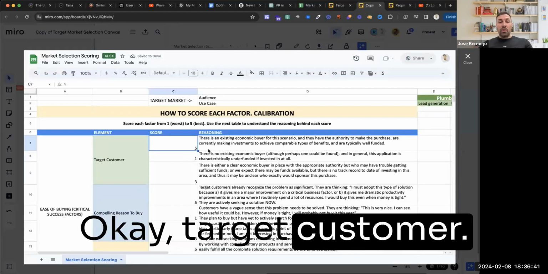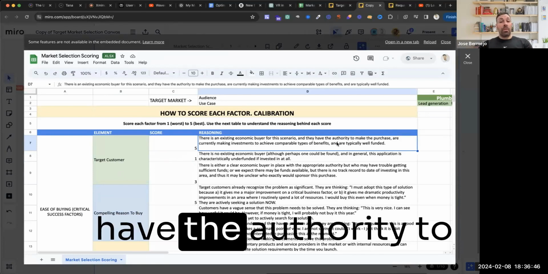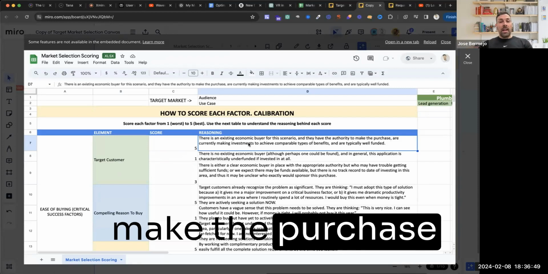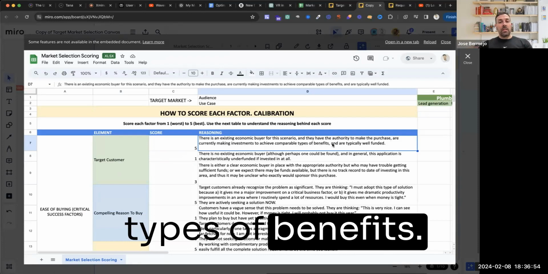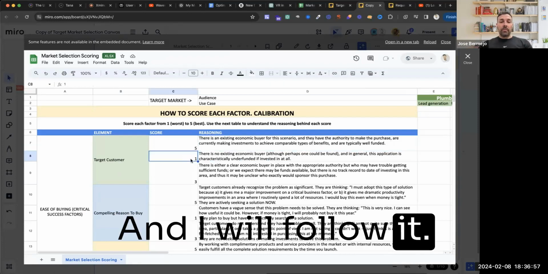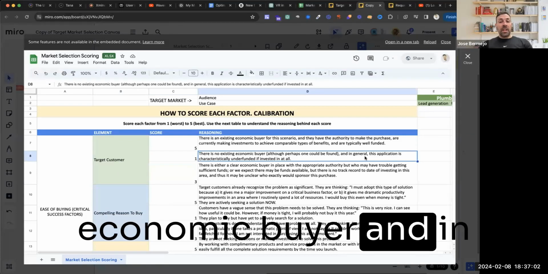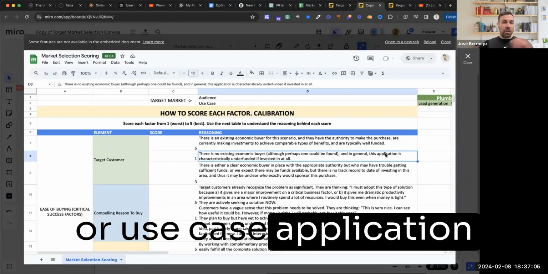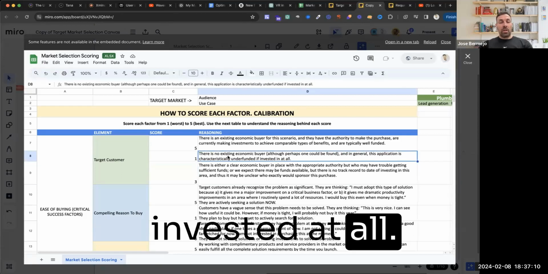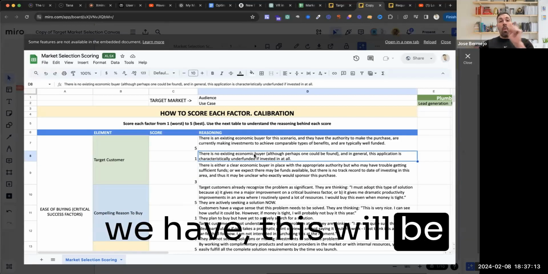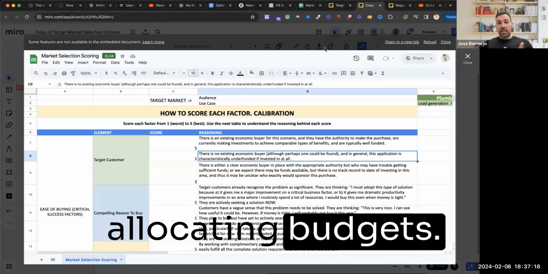Target customer. You give a 5 when there is an existing economic buyer for this scenario and they have the authority to make the purchase. And they are currently making investments to achieve comparable types of benefits and are well funded. You would put a 1 when there is no existing economic buyer, and in general this application, or use case, is characteristically underfunded if invested in at all. So in the scenario that we have, this will be a 1 because we're creating a category. Nobody's allocating budgets for this VR tool.